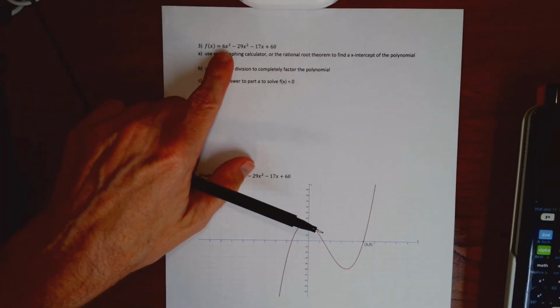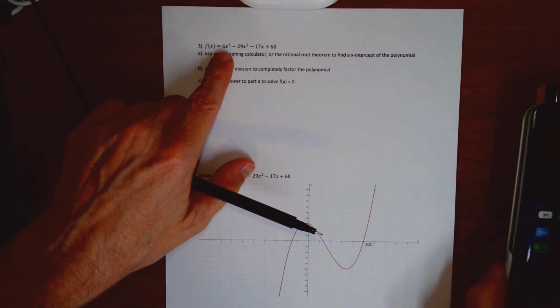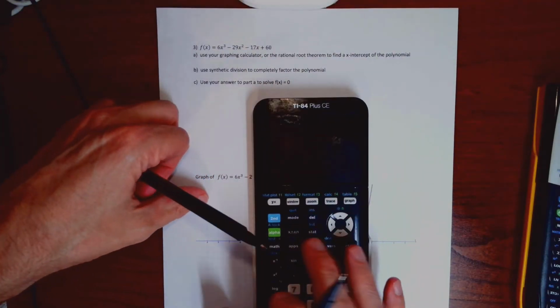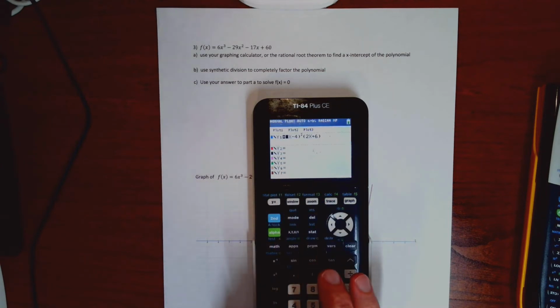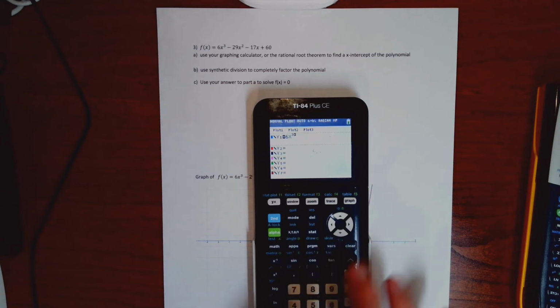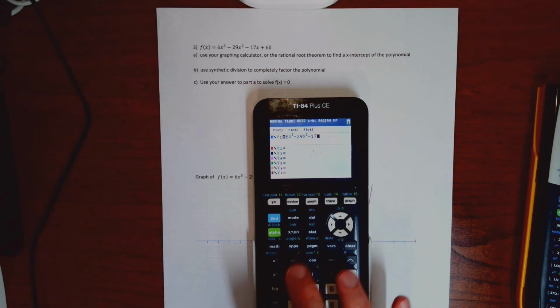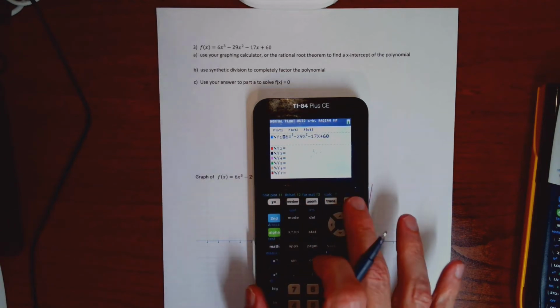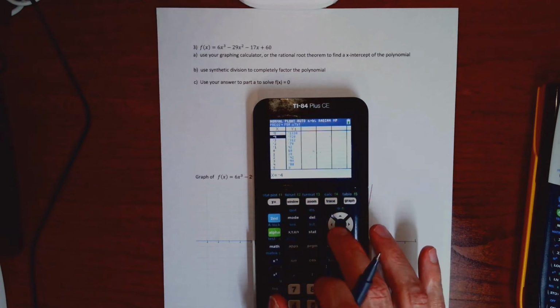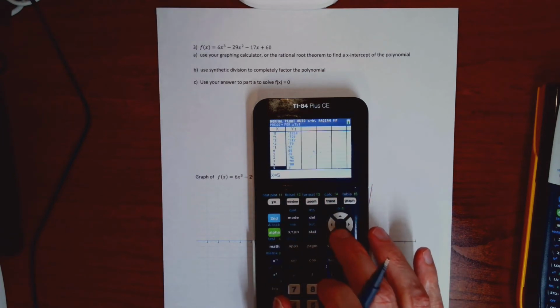For C, I need to do synthetic division to factor this, and I'm going to start by graphing this function, trying to find a 0 in the y column of my table. So I'm going to graph the function 6x cubed minus 29x squared minus 17x plus 60. Go to the table and look for a 0. I see a 0 there at 5.